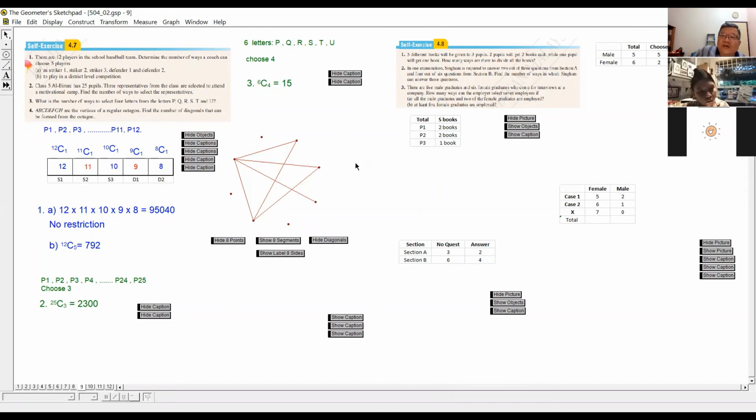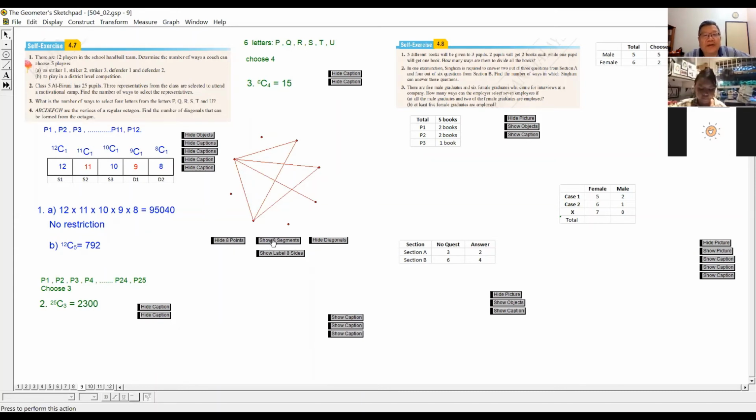How many points do you need to choose from? How many points are there in a regular octagon? 8 points, correct. And how many points do you need to choose to draw a line? 2, correct. So the answer should be 8 choose 2, right or not?